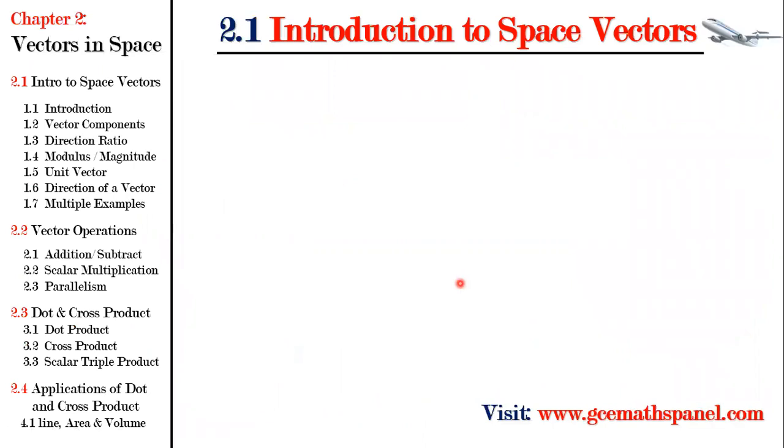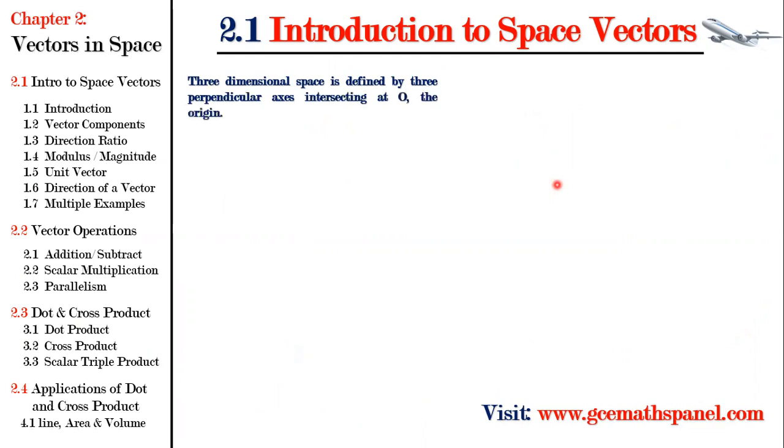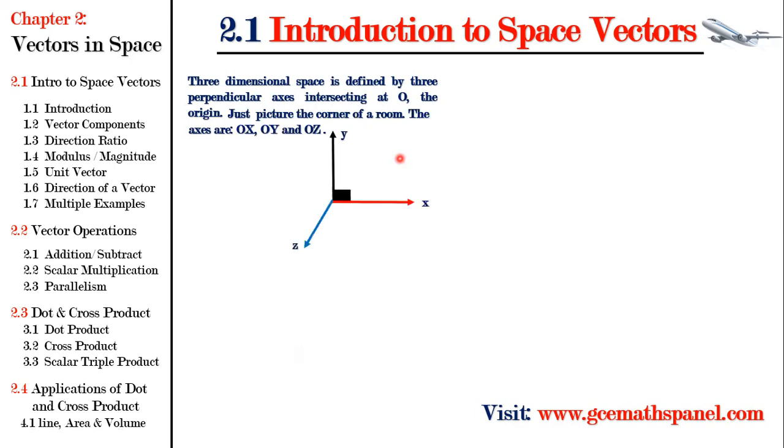So we begin by looking at an introduction to vectors. A three-dimensional space is defined by three perpendicular axes that intersect at the point O, which is the origin. Let us picture the corner of a room. Looking at the corner of a room, we will have the OX, the OY, and the OZ axis respectively, as is being displayed on the figure below. So we have the OX, the OY, and the OZ axis, where O is the origin.